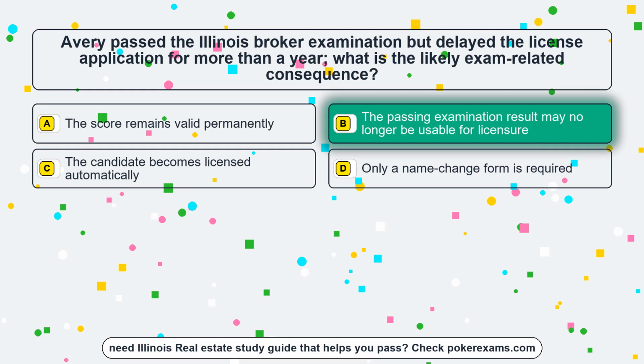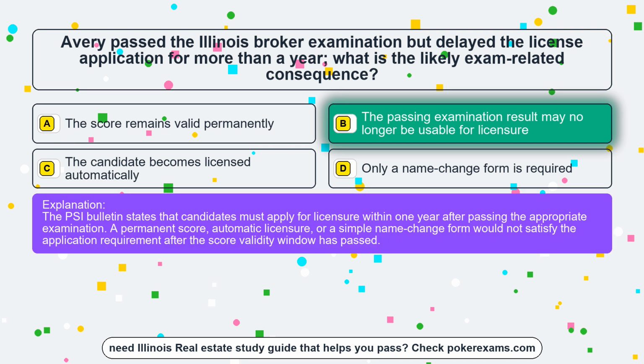The correct answer is option B. The passing examination result may no longer be usable for licensure. The SI Bulletin states that candidates must apply for licensure within 1 year after passing the appropriate examination. A permanent score, automatic licensure, or a simple name-change form would not satisfy the application requirement after the score validity window has passed.